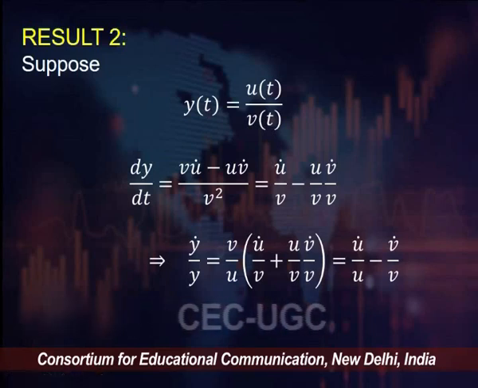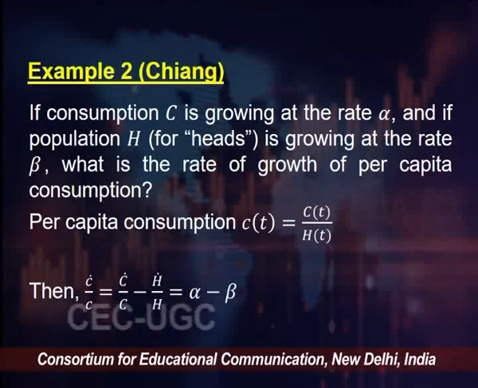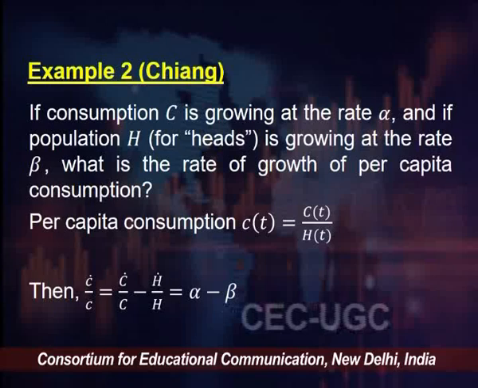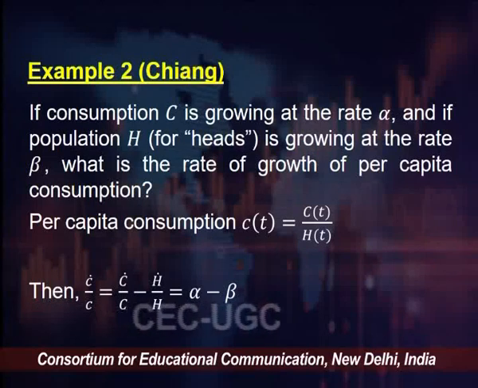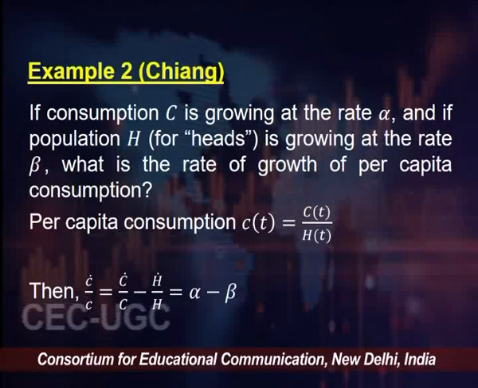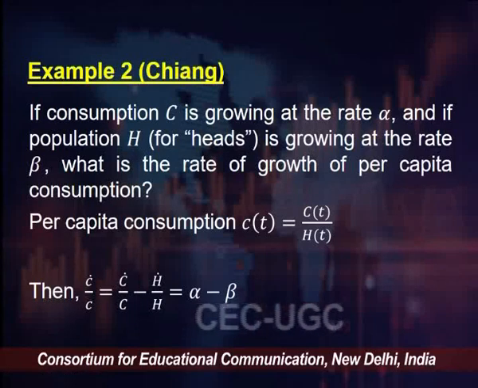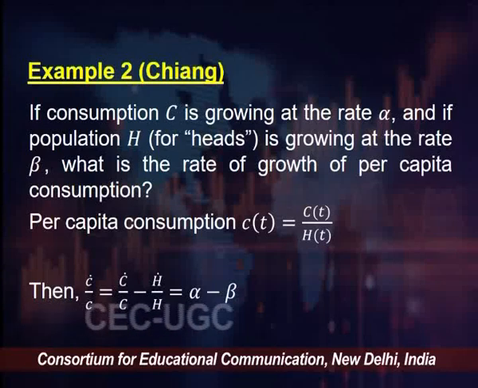Let us see some application of this particular result. This is a statement that I've taken from Chiang, an example. So let's suppose we have consumption, which is represented by C, and let's suppose consumption is growing at the rate alpha. Let us further suppose that population H, where H represents the heads, the population, is growing at the rate beta. The question now is, what is the rate of growth of per capita consumption?